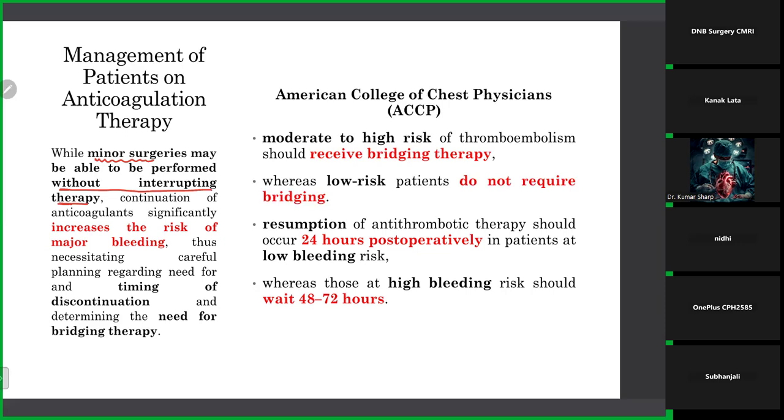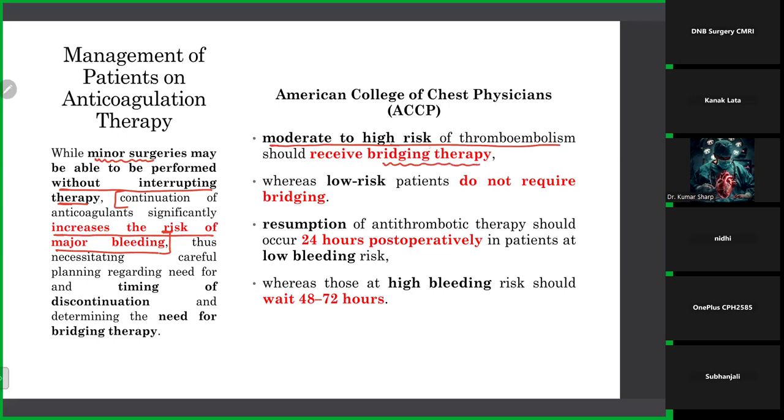The therapy is interrupted if the continuation of the anticoagulant significantly increases the risk of major bleeding. It is a known concept. If you continue the anticoagulant therapy, there is a significant risk of increasing major bleeding. However, in cases of minor surgery, you can continue without interrupting the therapy. Next, in patients with moderate to high risk of thromboembolism, the patient should receive bridging therapy.